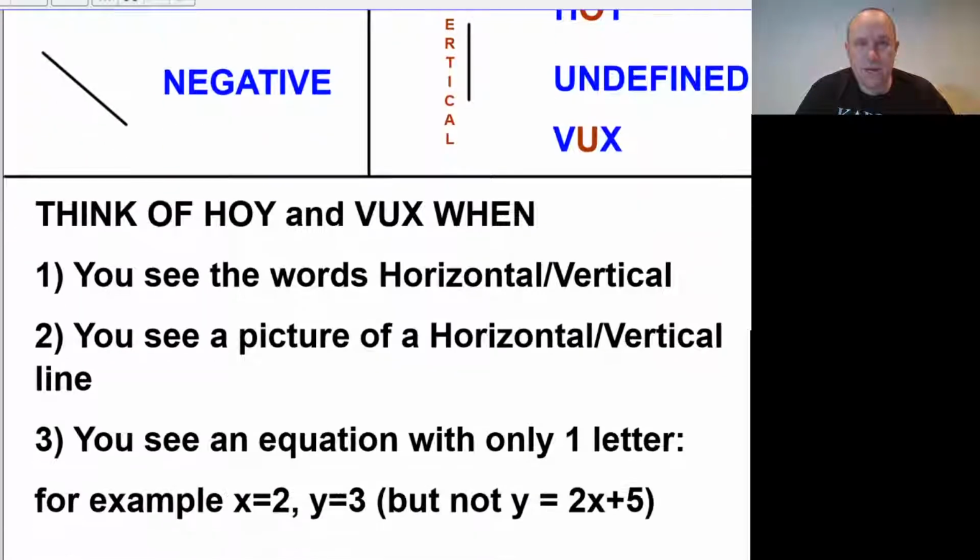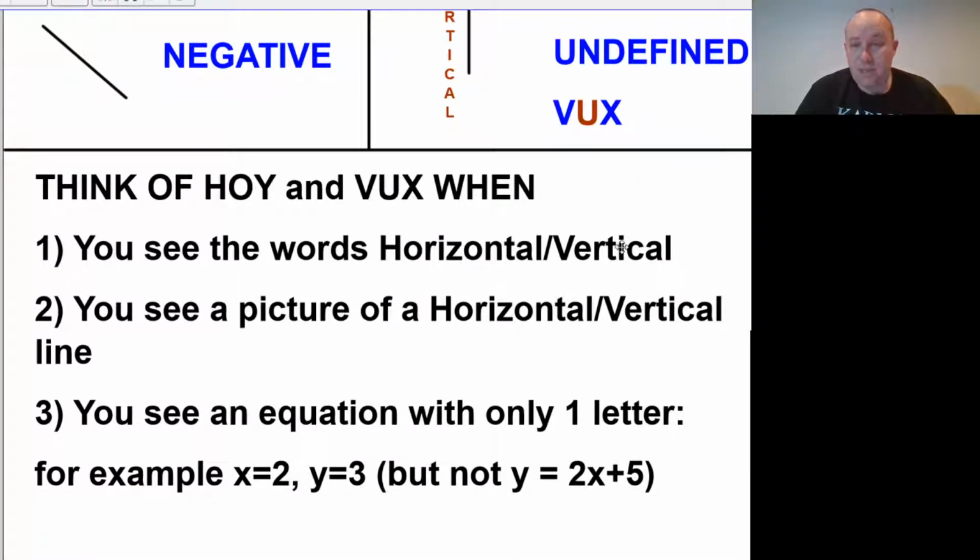And HOY and VUX has three cases where we're really going to use that. If you see the words horizontal or vertical, you should certainly think of those two words. And if you see a picture, like we did just above here, you should be thinking of those words as well. And if you see an equation with only one letter, so for example, x equals 2, I'm thinking of the word that has the x in it, so I know this is undefined slope, and it would be a vertical line if I was to graph this. Or y equals 3, I think of that other word HOY, so I know it's a horizontal line with slope 0 if I was to graph this. But not lines like y equals 2x plus 5, because they have an x and a y in. So keep an eye out for those ones, because they're going to pop up periodically throughout this test.